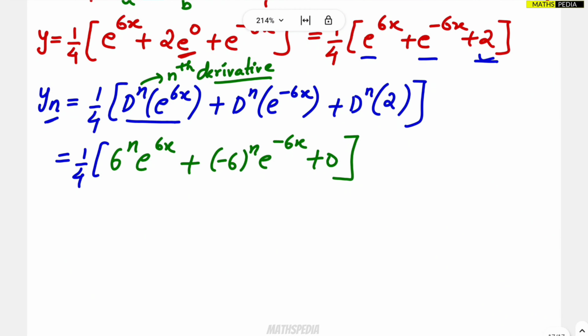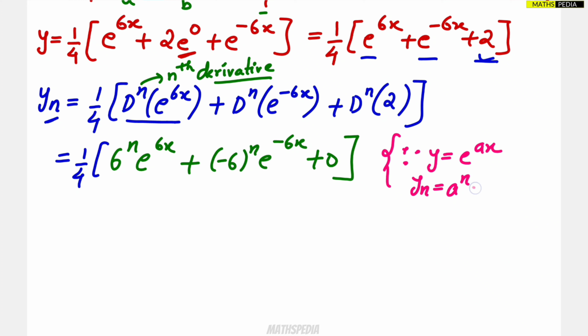Now what formula have we applied? We can just write it over here. Since y is equal to e power ax, the nth derivative of that is a power n into e power ax. This formula we have applied over these two parts. Okay. The final answer can be written as yn. 6 power n is common, that you can take outside.